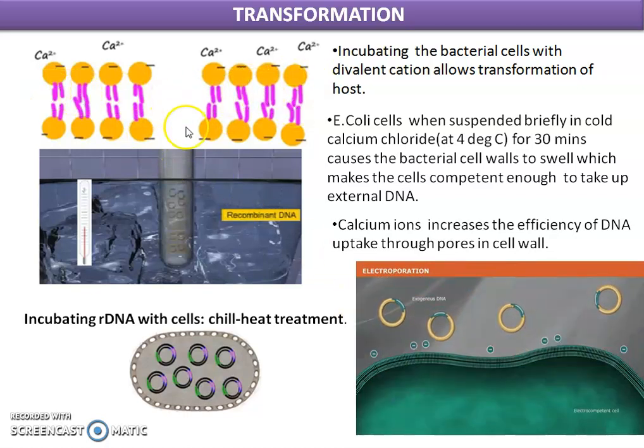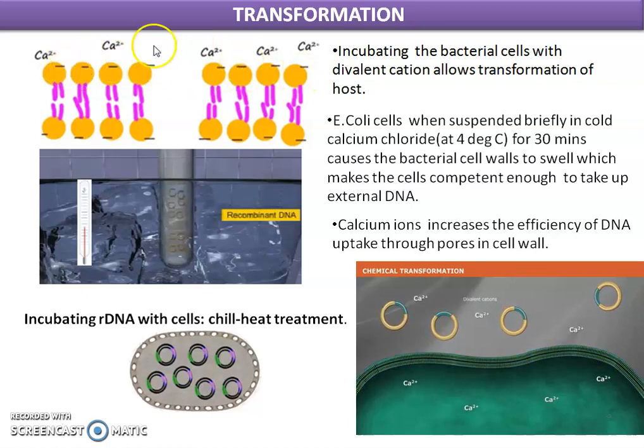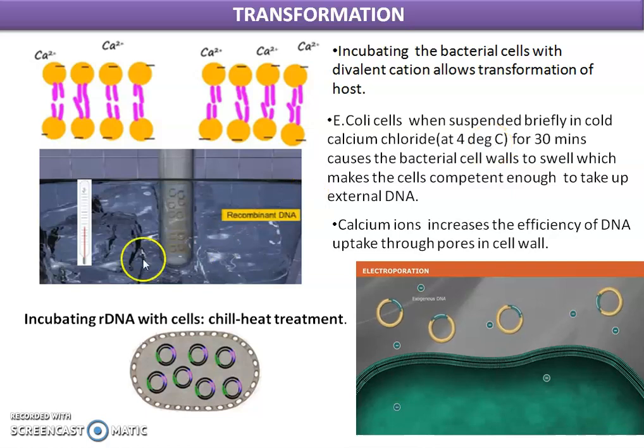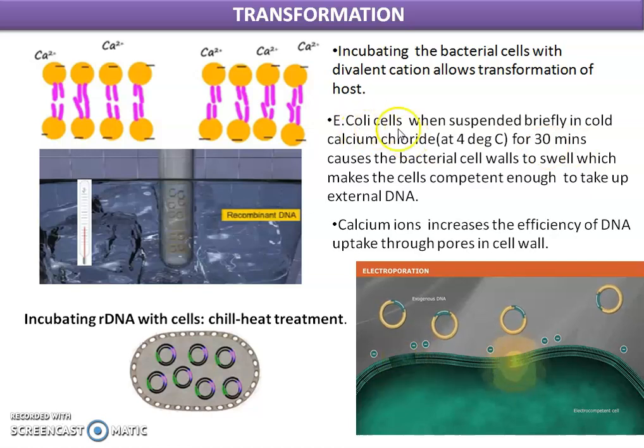So this is the cell membrane, just a picture of how the cell membrane is like. It is a lipid bilayer. So what happens? These heads are all negative charge. So when you culture bacterial cells and the rDNA together in chilled calcium chloride at 4 degrees Celsius, you can see the thermometer showing a low temperature here, for around 30 minutes, what happens to the cell membrane of the E. coli cells or whichever cells you are suspending?